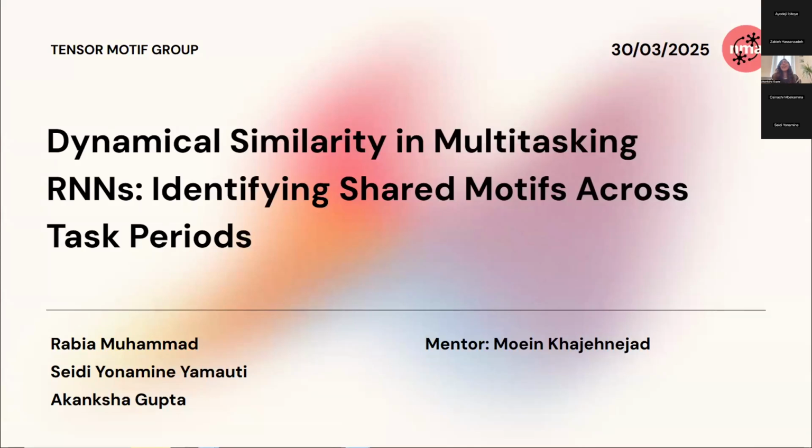Yes, absolutely. Okay, so hi everyone, I'm Akanksha Gupta, and along with Rabia and Seidi, we are part of the team TensorMotif. We worked along with our mentor Moein on dynamical similarity in multitasking RNNs to identify shared motifs across task periods.